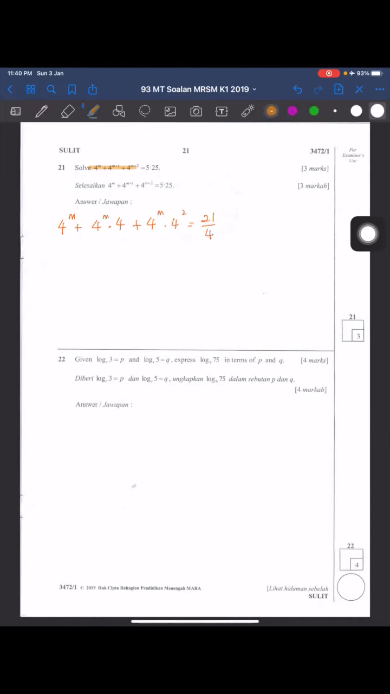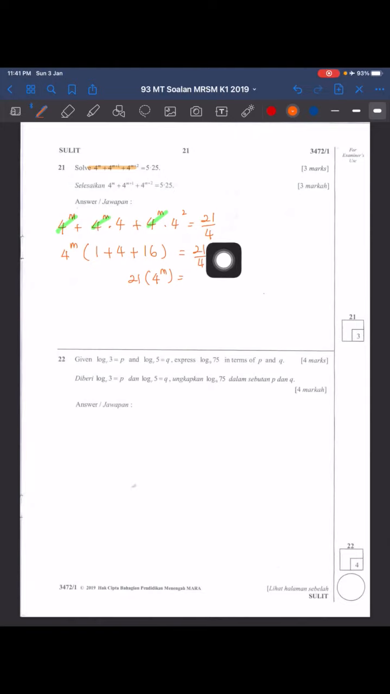Okay, so cuba tengok balik. Kita ada 4m, 4m, 4m. So kita boleh factorize 4m. Okay, so tinggal 1 plus 4 plus 4 square is 16 equals to 21 over 4. 16 tambah 4, 20 tambah 1, 21. So kita ada 21 4m. Okay, sekarang tengok sini.